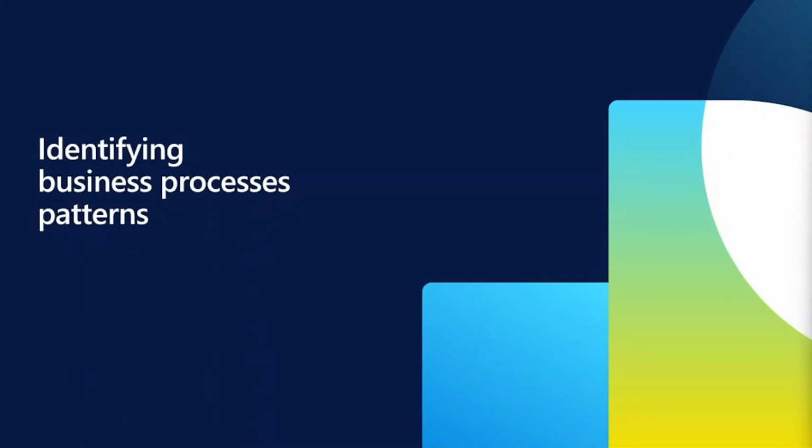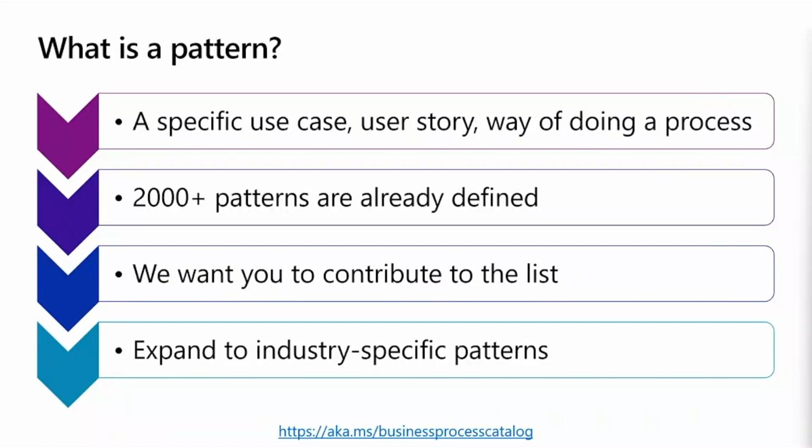I want to start out by identifying what is a business process pattern and how you can find these to be authored and find them in our guidance. So a business process pattern is a specific use case, user story, or way of doing a particular business process. If you recall from part 4 of our Tech Talk series, we talked in detail about what a business process is, remembering that it's a specific set of tasks that leads to an outcome that meets a specific objective. And so the pattern is the specific way of doing something.